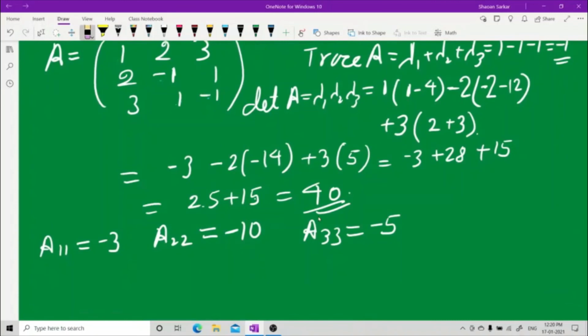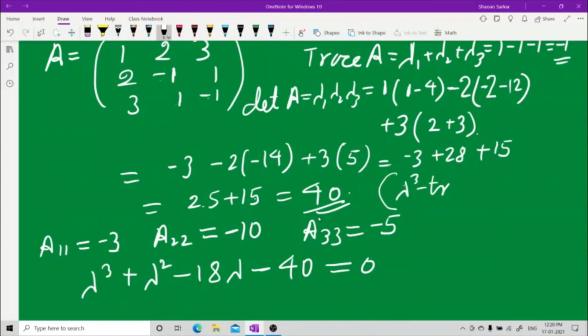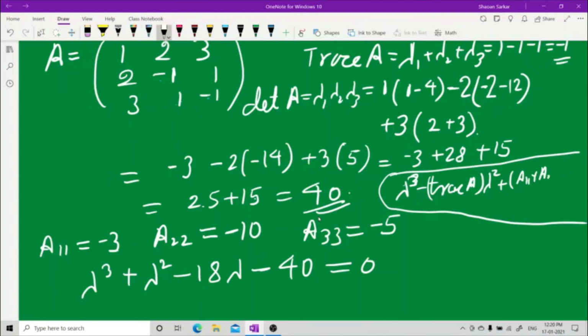See, lambda cube. Now minus trace is minus 1 though, so it is plus 1 plus lambda square. Sum this up. Minus 3 minus 5 minus 8 minus 10 minus 18, minus 18 lambda, and minus the determinant 40. I'm using this formula. Lambda cube minus trace A lambda square plus your A11, A22, A33 lambda minus determinant A is 0. I'm using this formula.